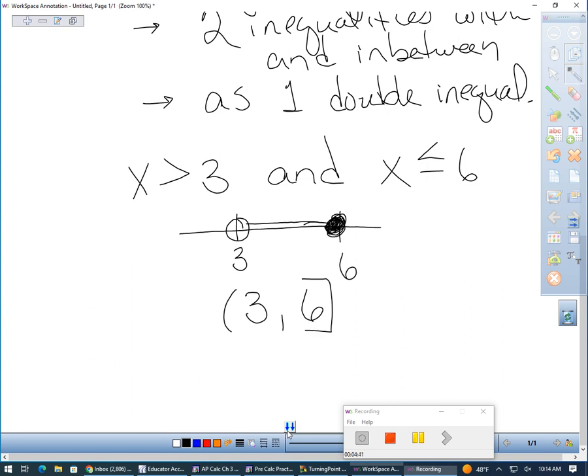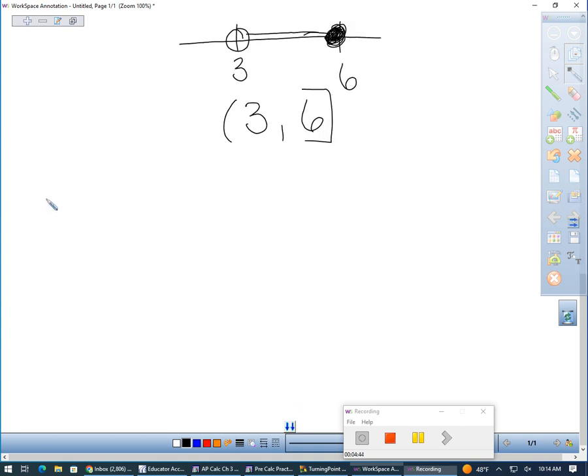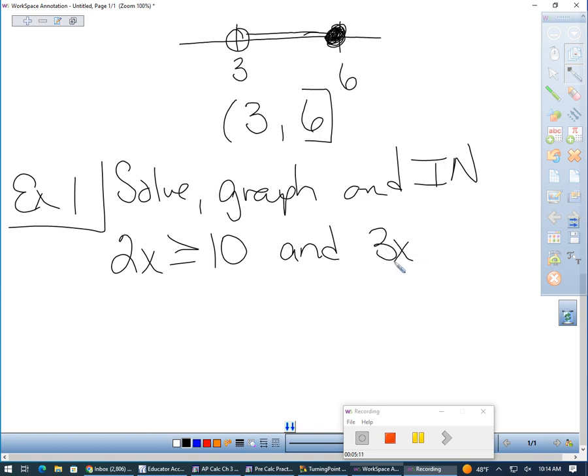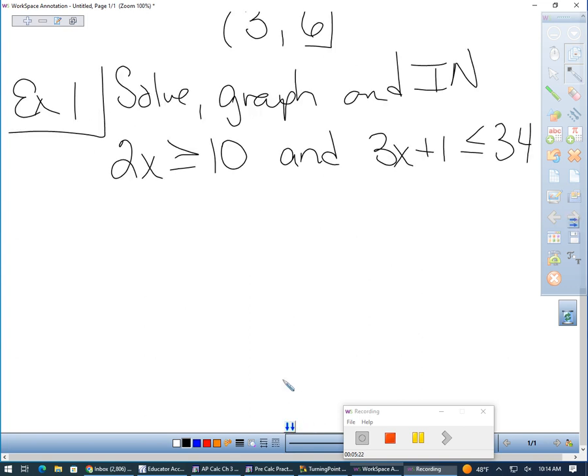All right. So let's try an example. Example number 1. I'm going to ask that you solve, graph, and write in interval notation. We're going to start off with using the word and in between them. Let's say I have 2x is greater than or equal to 10 and 3x plus 1 is less than or equal to 34. So we have two inequalities with an and in the middle.